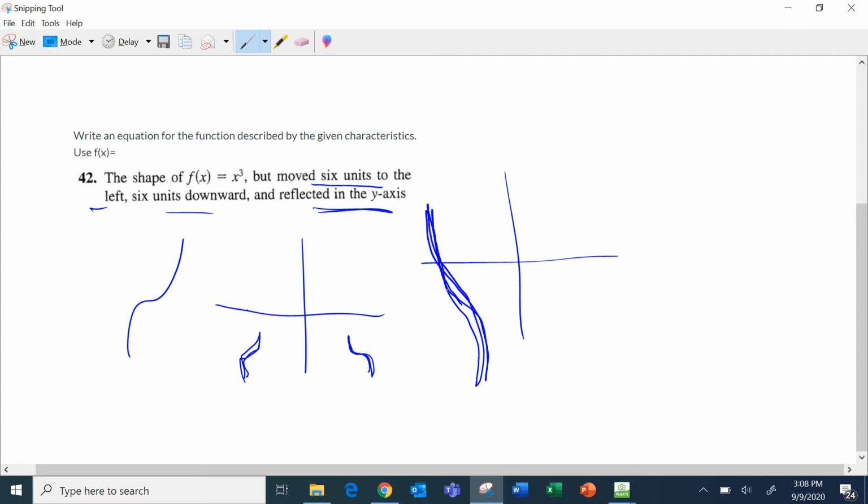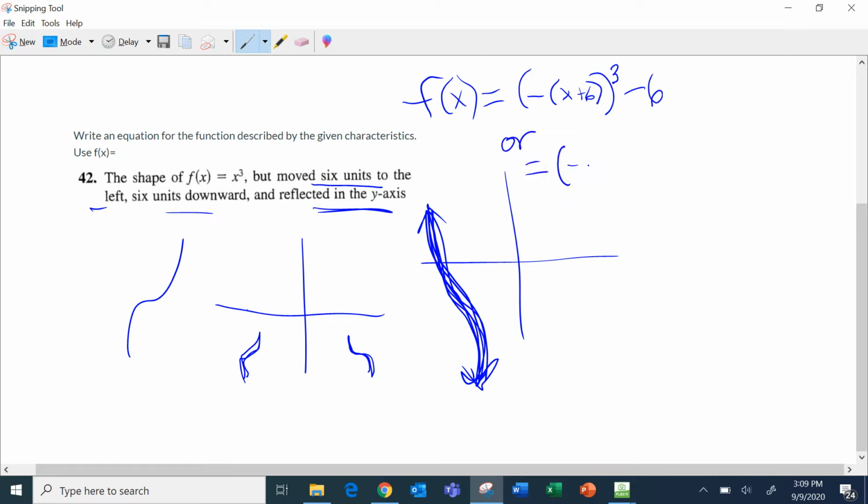I do think that was super confusing, which is why we took some time today in class to go over it so that you understood how to write the correct equation. This was x cubed. So we would have a negative, and then a parenthesis, x plus 6, close parenthesis cubed, and then minus 6. Or if you distributed, you would have parenthesis negative x minus 6, cubed, minus 6. Both of these will work on number 42 in the assignment. But that's why a lot of you were emailing me and asking why your answer wasn't correct.